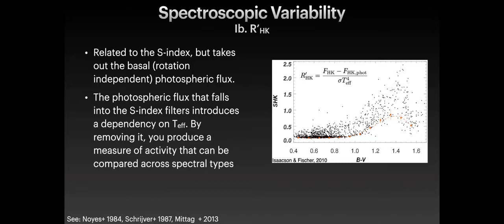Now, while the R'(HK) value is much better suited for activity studies, it is harder to determine because you need to provide some measurement or estimate of the star's photospheric flux, and that's a tricky thing to do. But it is possible to convert a measurement of the S value of a star to a corresponding R'(HK) value by estimating a conversion from the S index count rates to the physical flux based on the star's spectral type or class. And so by plugging in a B minus V value for the star, you can actually translate from the flux in the H and K lines, which make up the S index, to this R'(HK) value, as was done in Isaacson and Fischer in 2010 and a number of other works.